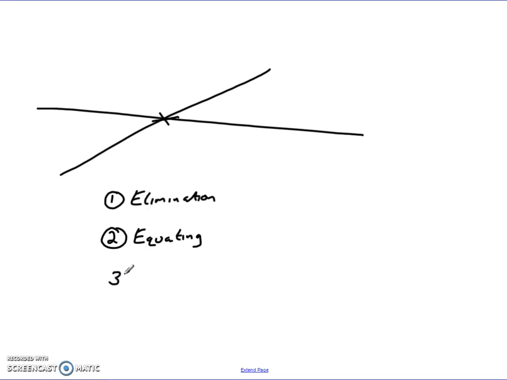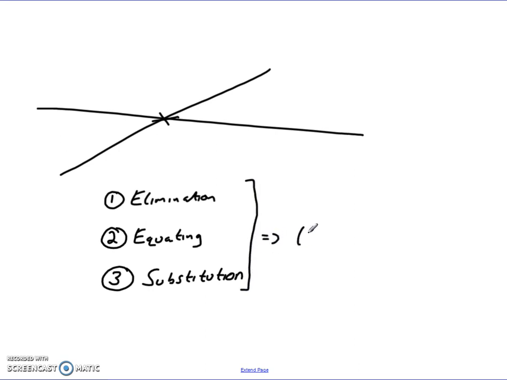Our third actually stems on from that, and it is called substitution. For this one, we pick one of the two equations and change the subject to make it x or y within that equation, and we then take it and substitute it into the second equation for that variable.